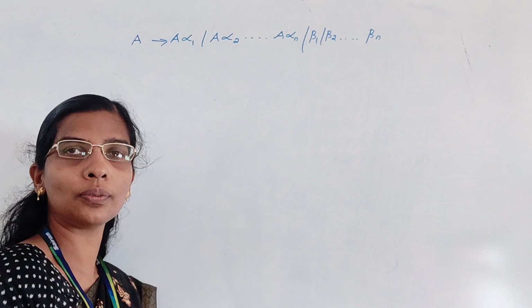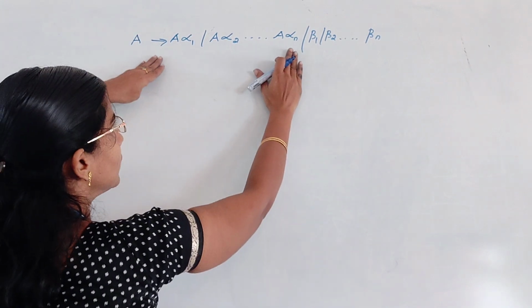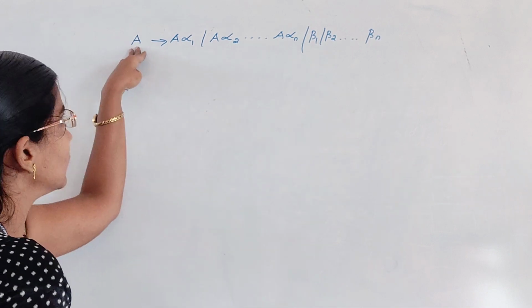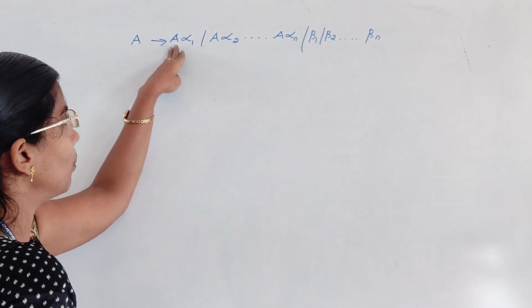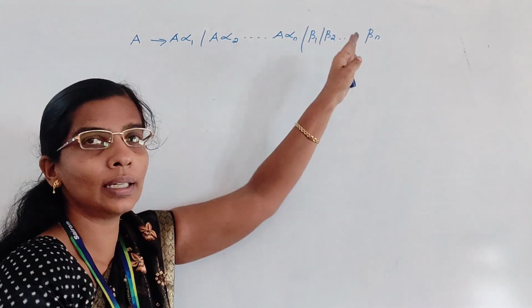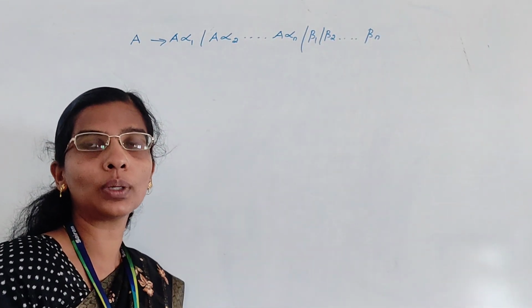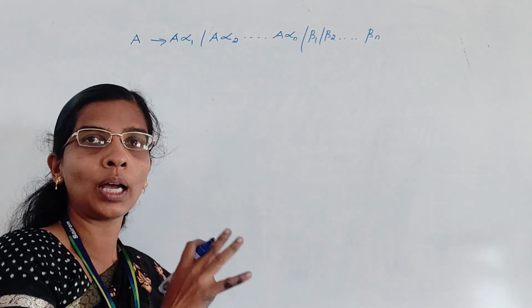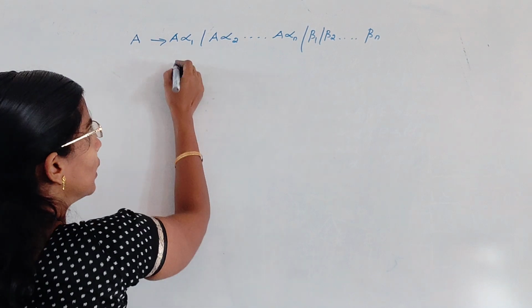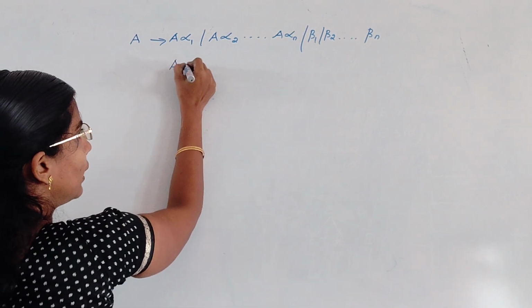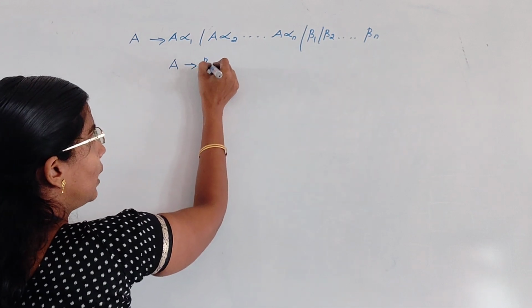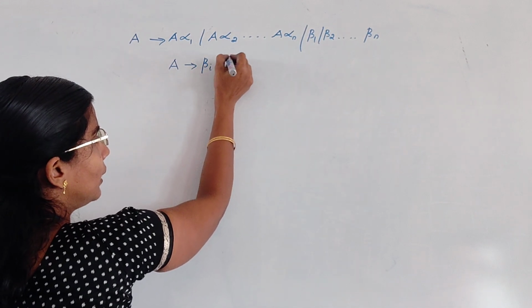So what do you understand from this? This part is your left recursive part. The LHS is capital A, and in all of these the first symbol is capital A. The next part is the grammar without left recursion. If you have your grammar of this form, how to eliminate it? You can write A tends to beta I A dash.